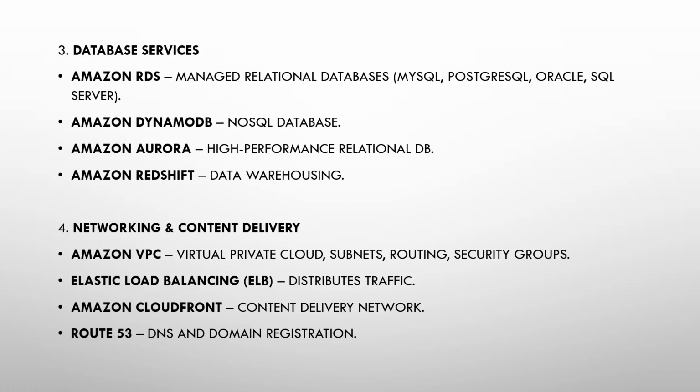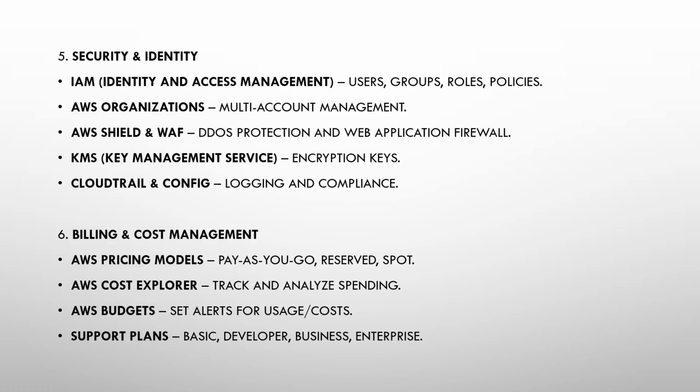The fourth concept is networking and content delivery. For example, Amazon VPC, Elastic Load Balancer, Amazon CloudFront, and Route 53. Networking and content delivery is very important. You will get the maximum number of questions from this one. The fifth one is security and identity, which covers IAM users, groups, roles and policies. AWS Organizations for multi-account management. AWS Shield and WAF, for protection against DDoS attacks and as a web application firewall. KMS is the Key Management Service for encryption keys. CloudTrail and Config are for logging and compliance.